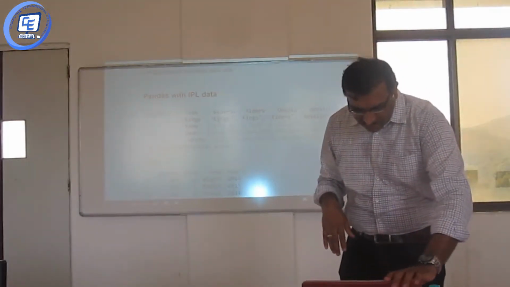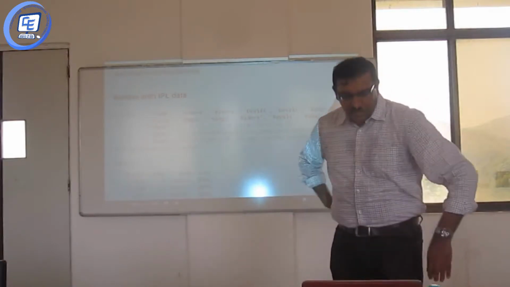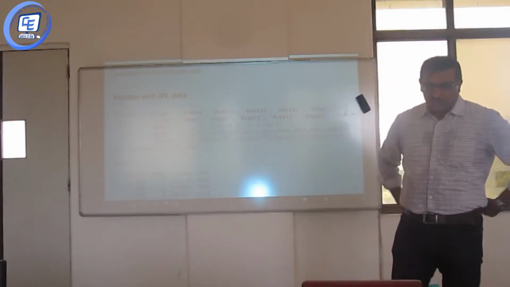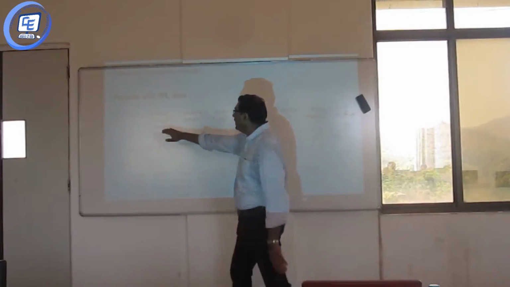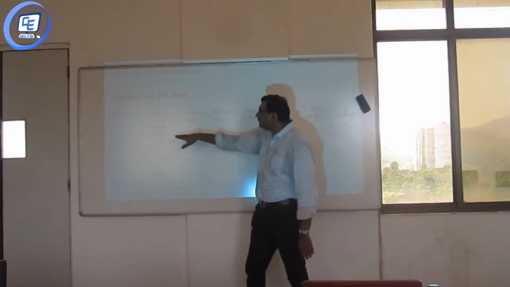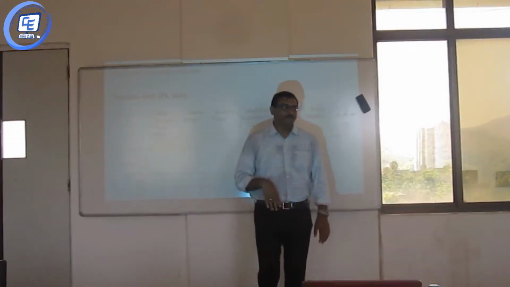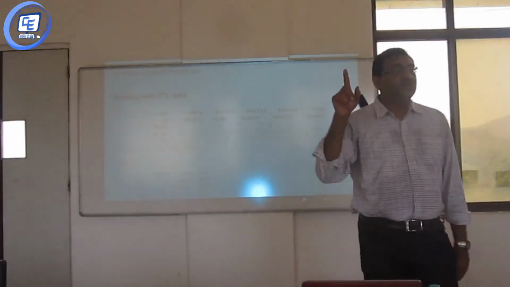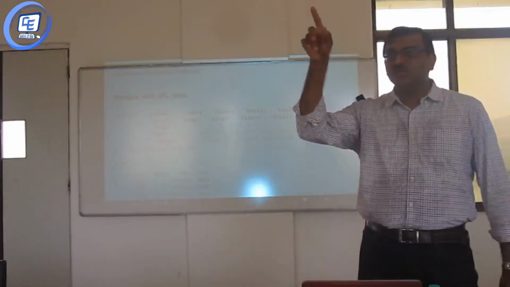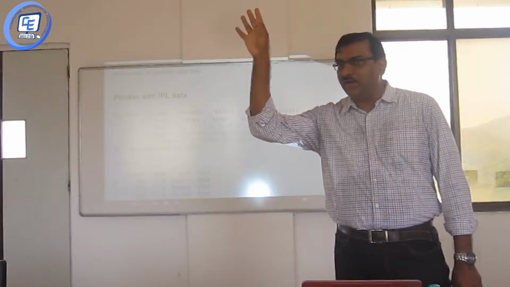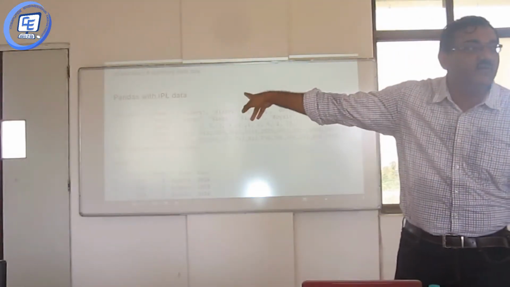Just execute this and let us understand what is written here. So this IPL data, now look here and tell me what type of data structure is this IPL data? It is a dictionary. Why? Because it opens and ends with curly brackets, and each element has a key and value.